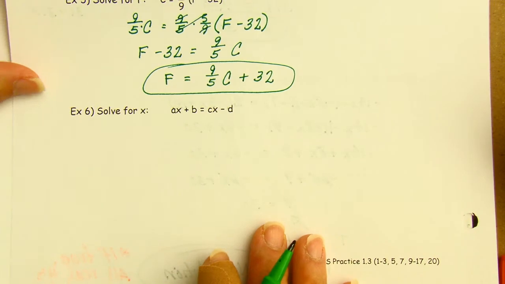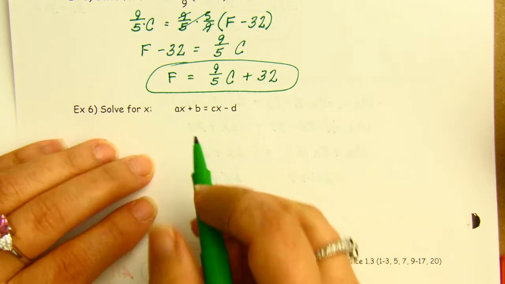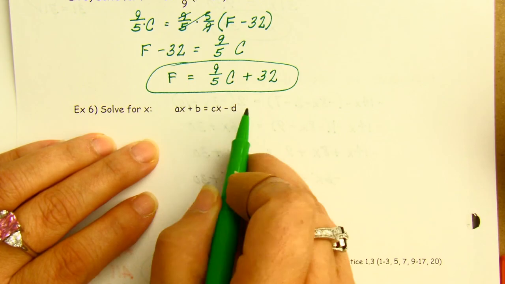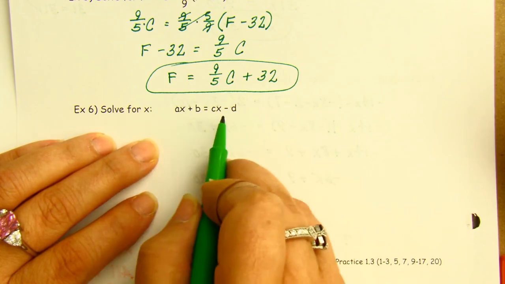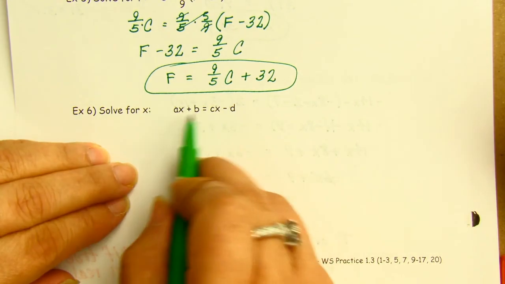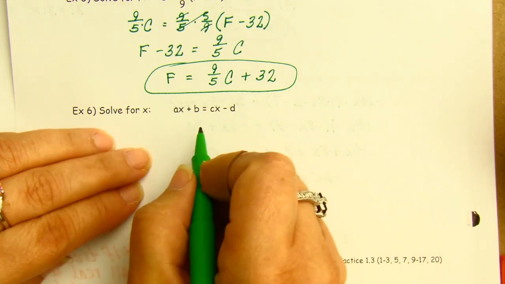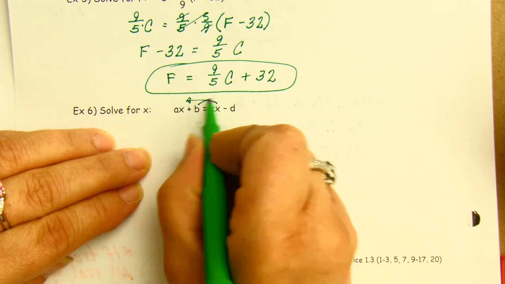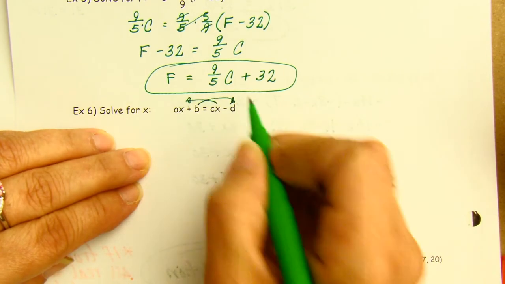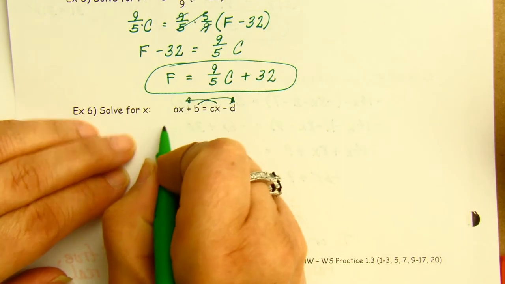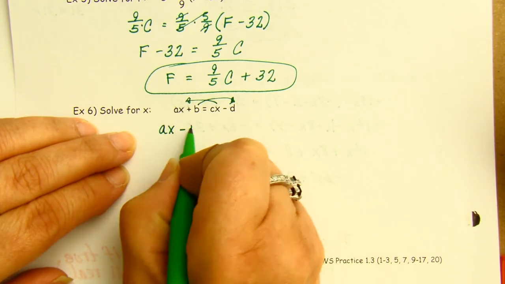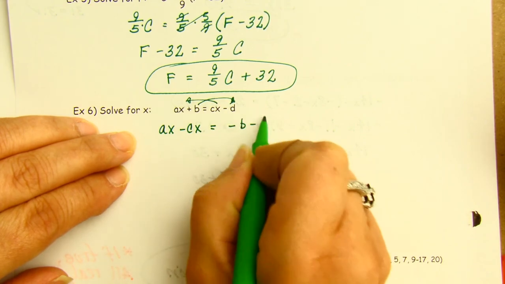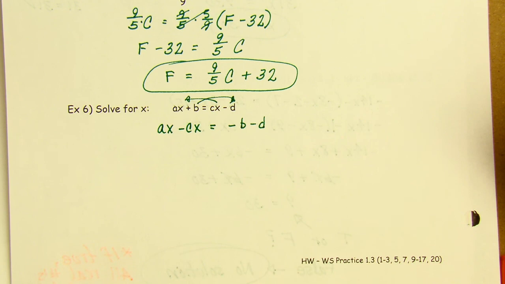Last one, solve for x. Now, this one's a little bit different because I see x 2 times. You can't just take the b over and divide by a and say you're done. You've got to get the x's on both sides. So this needs to come over here, and then you might as well move the b over here with the d. So when I do that, I get ax subtract cx is equal to negative b subtract d. They're both negative. I put the b first because it's alphabetical.